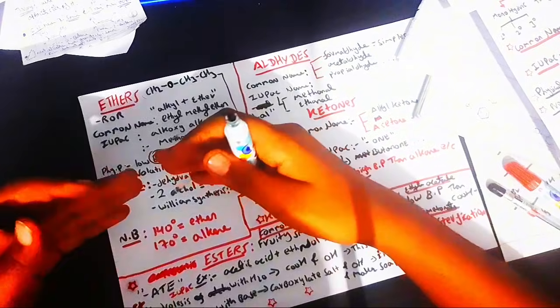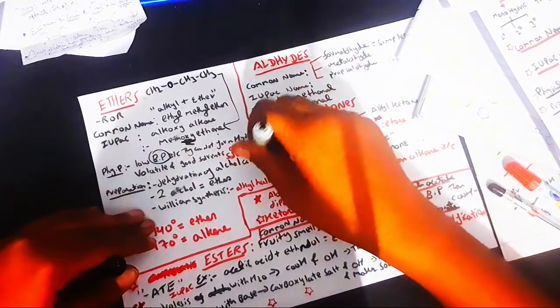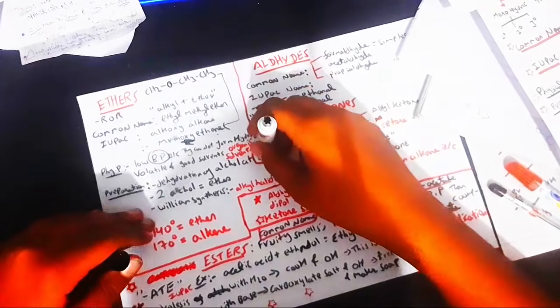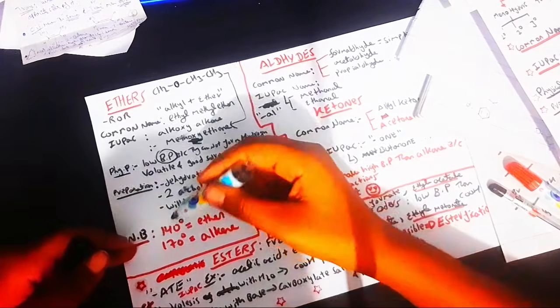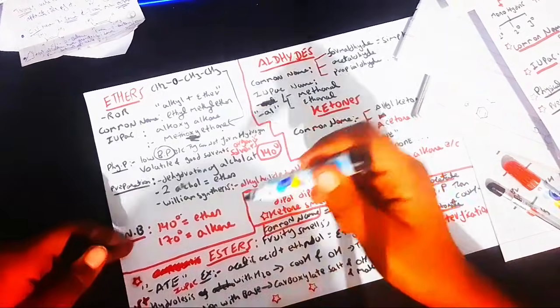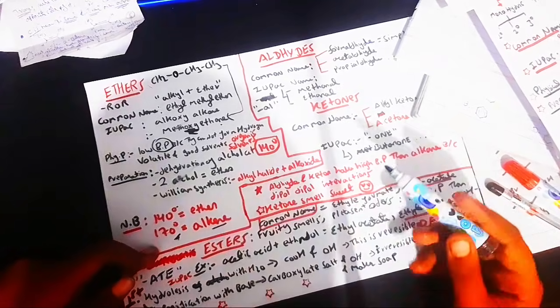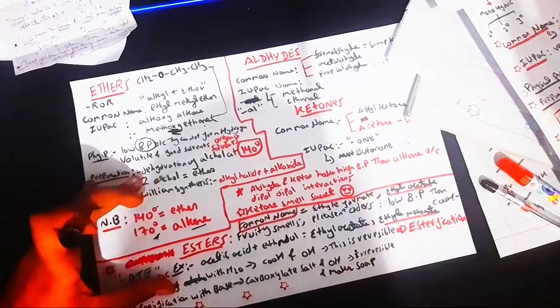They are volatile. They are formed by dehydration of alcohol at 170 degrees Celsius. Do not forget this degrees Celsius, because it's actually a basic thing that is mostly exam based. So NB, as I stated here, at 140 degrees Celsius there's an ether, and at 170 degrees Celsius an alkene is formed. Do not forget about that.